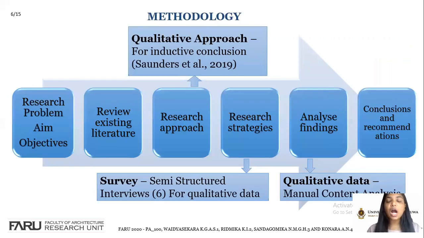Moving to how we developed our research process for this study, initially we identified the research problem and then established the aim and objectives for the study to address that research problem. Then the existing journals, conference proceedings, books and other literature sources were reviewed to build the literature synthesis.